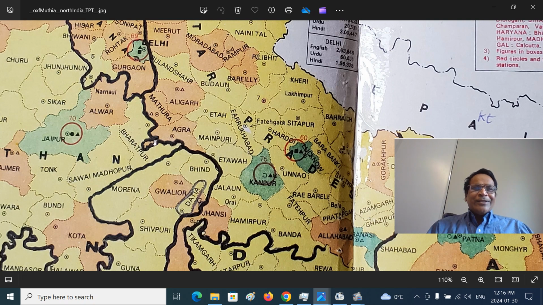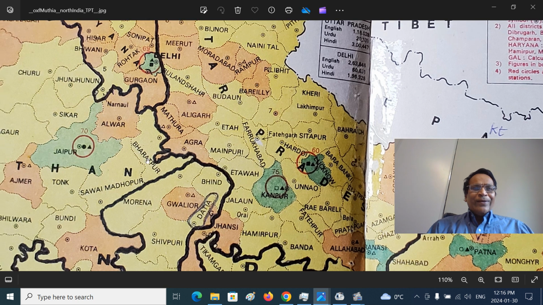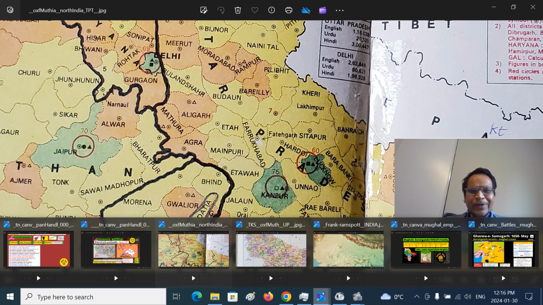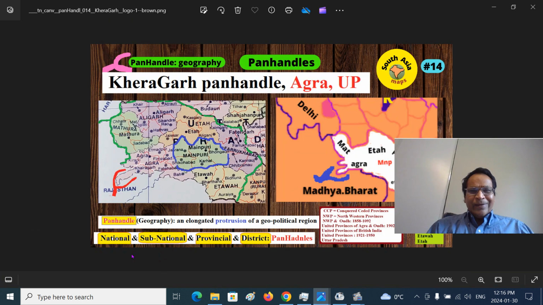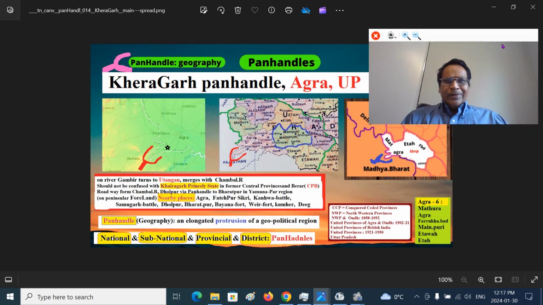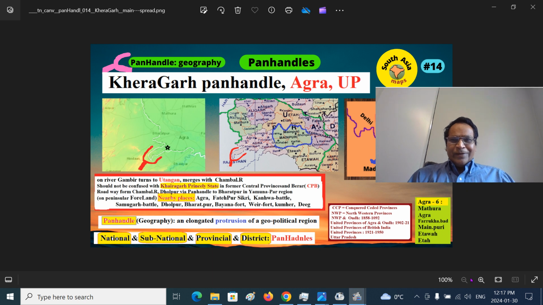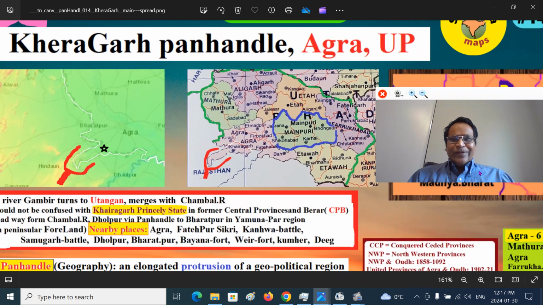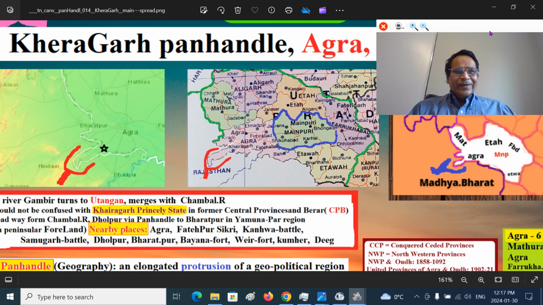This is what we are looking at today, the KheraGarh panhandle. You have to keep in mind, when you say KheraGarh panhandle, and we'll come to the topic later, that KheraGarh sometimes may be spelled a little differently, but there is some confusion that I will clear up later. So this is the KheraGarh panhandle.